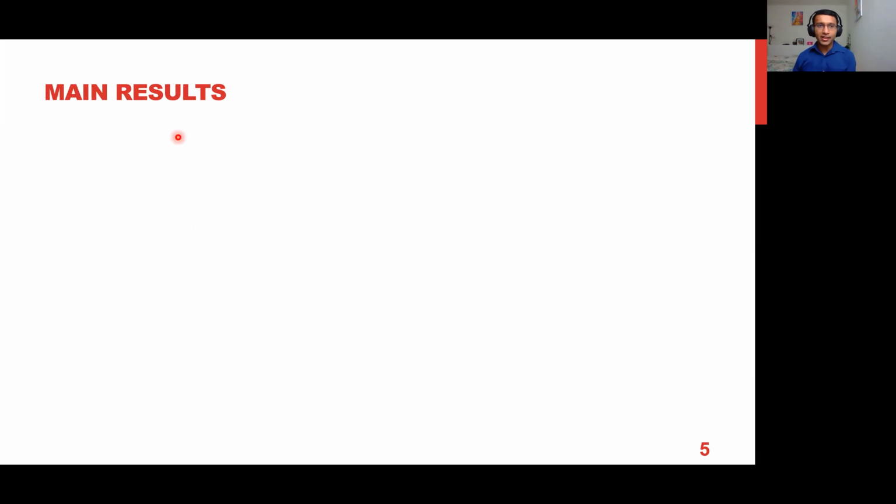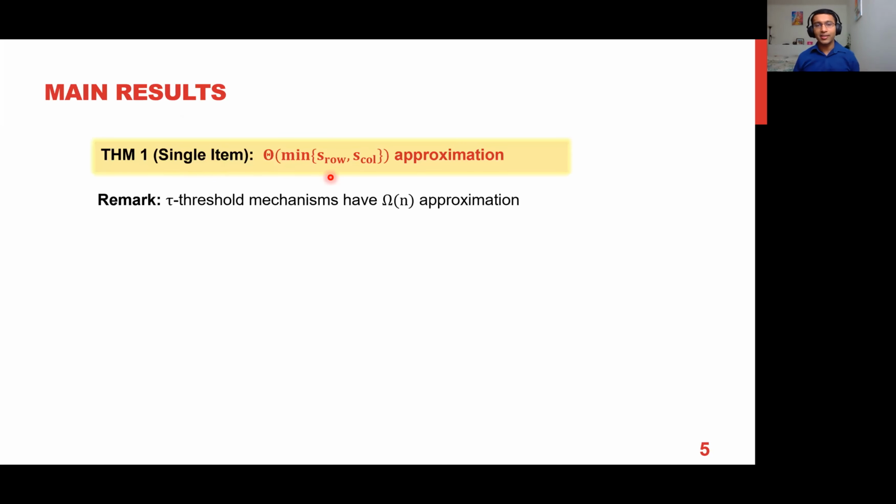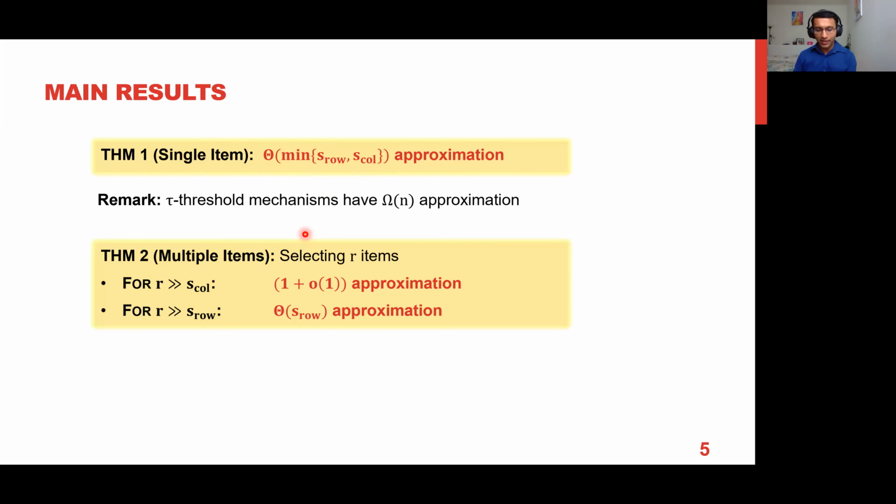So our main result is that the tight approximation ratio turns out to be the minimum of the column and the row sparsity. As long as at least one of your row or column sparsity is small, say a constant, then you can get a constant approximation ratio, but not in general if both these sparsities are large. And threshold algorithms perform very badly, so you need to really do something else. Simple threshold algorithms don't work.